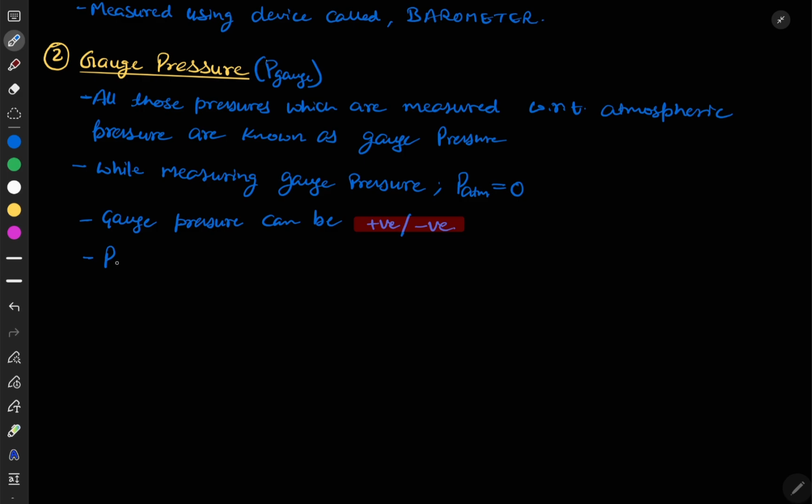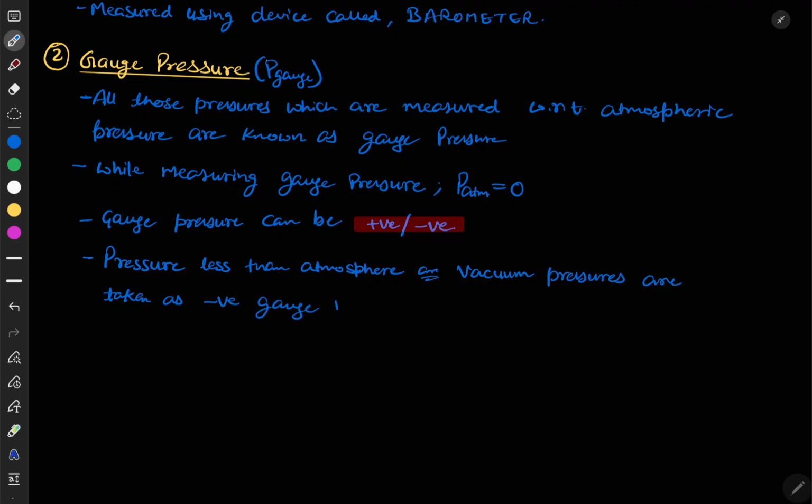Now pressure less than atmosphere, or we also call the pressure less than atmosphere to be vacuum pressure. Vacuum pressure are taken as negative gauge pressure.